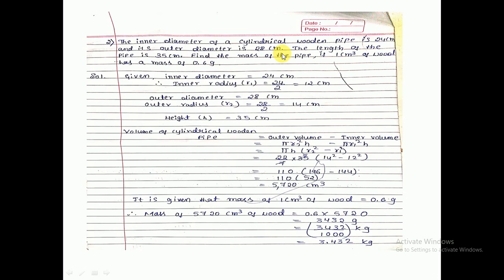28 centimeter. Here you just observe, actually we worked out this type of problem in the beginning example problems. Inner diameter is given and outer diameter is given. The length of the pipe is 35 centimeter. Here length of the cylindrical pipe, in the sense we have to take that as a height. Find the mass of the pipe, if 1 centimeter cube of wood has a mass of 0.6 gram. So what is given actually? 1 centimeter cube of wood has a mass of 0.6 gram. Then what is the mass of the pipe?